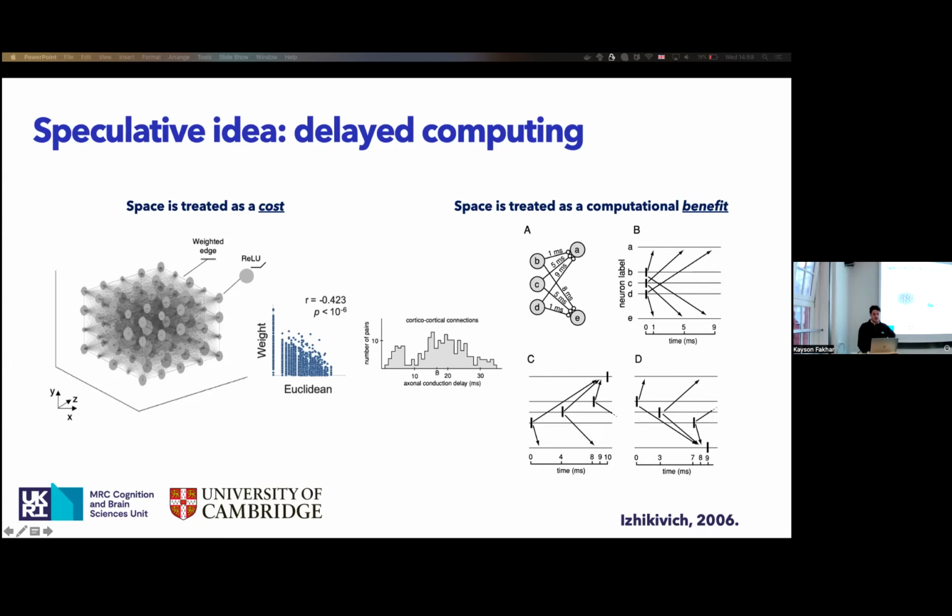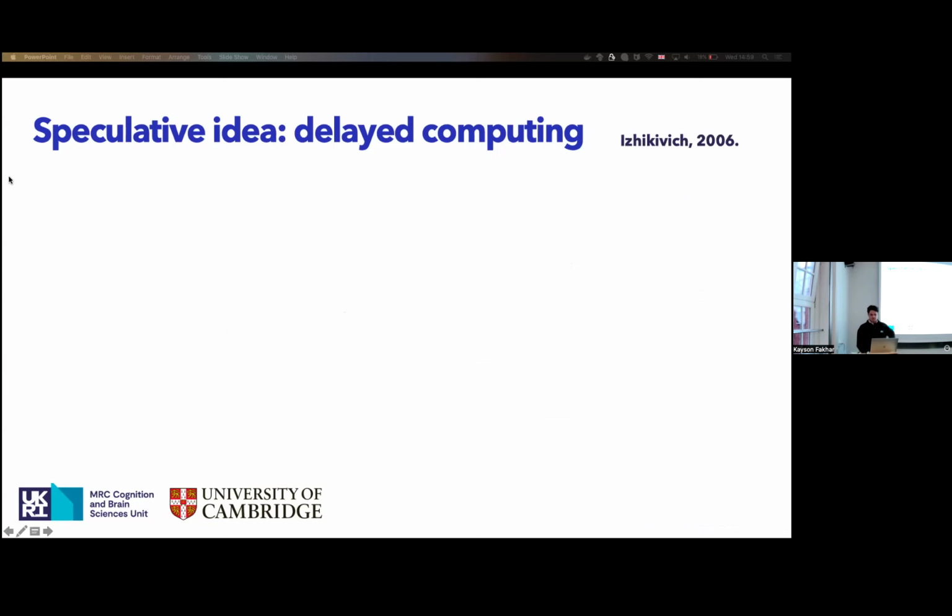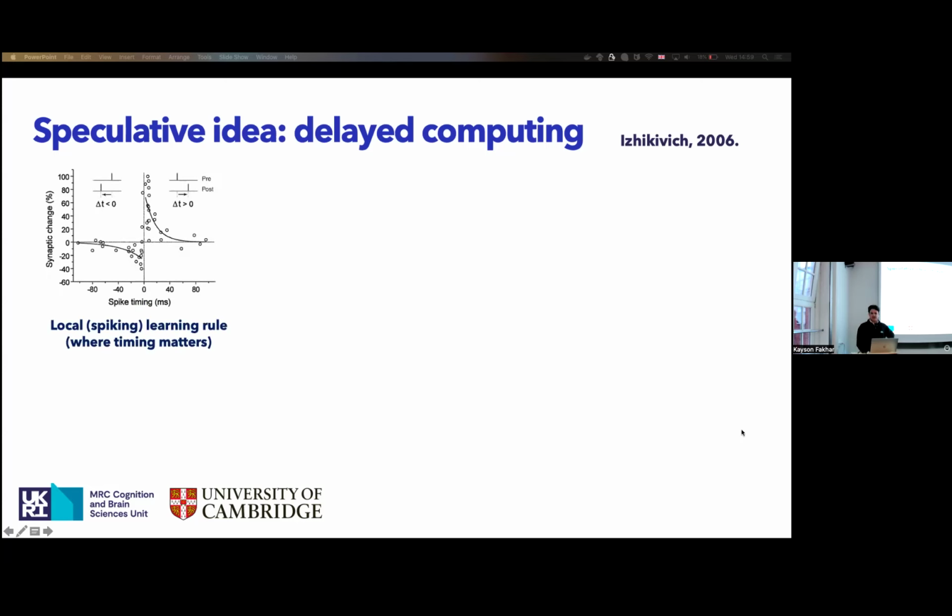And as a result, by embedding them in space and therefore having conductance delays, there might be some benefits. You don't necessarily need recurrence to encode sequences. You can actually just have space, or heterogeneity of space. There's a cool paper he did in 2006, which I'd recommend you have a look at, where he looks at spike timing dependent plasticity as a local learning rule, where timing matters. If your pre fires before your post, you strengthen, and vice versa.